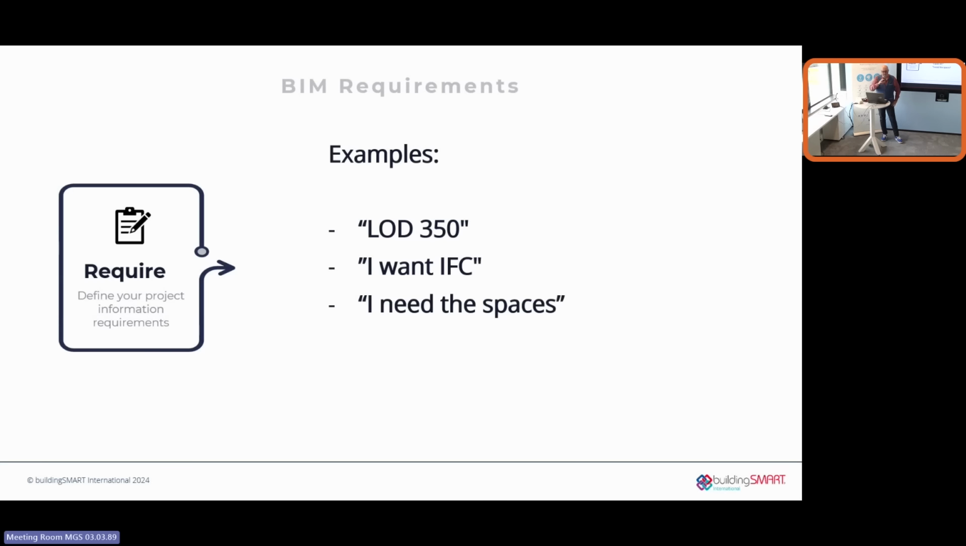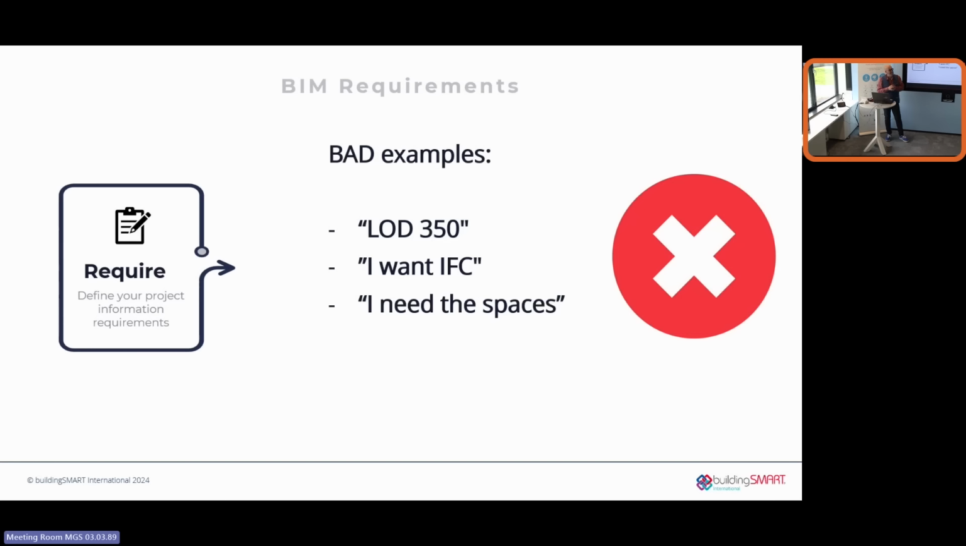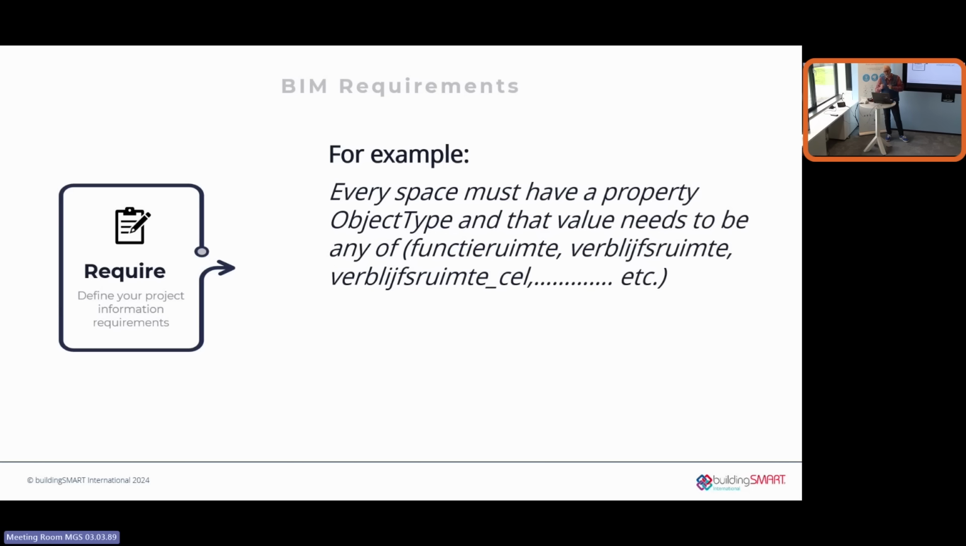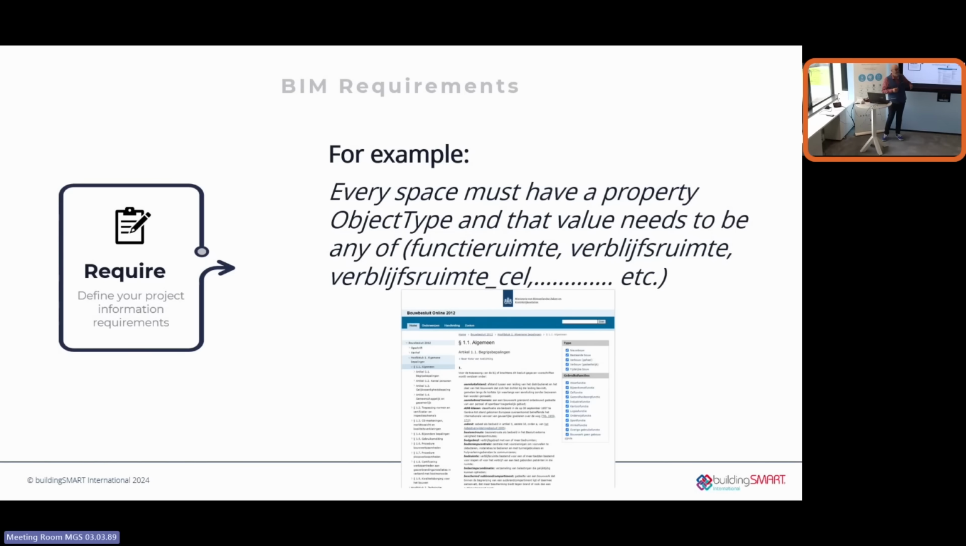So, well, in the past, we saw people asking for, give me LOD 350, so level of development, level of detail, or I want to have an IFC with all the spaces. And we don't believe in that because it's not specific enough. But what is really specific is that every space must have a property, object type, with a value that needs to be any of. And then if we specify it, we can be very precise to require what we need in the IFC. For instance, according to the Dutch bouwbesluit, which is the Dutch building permit.